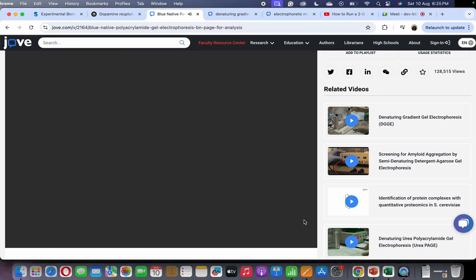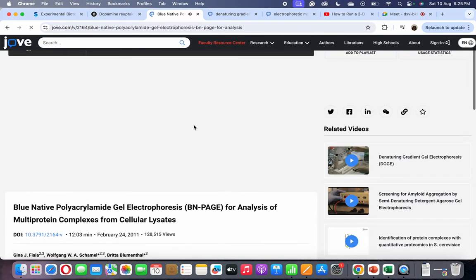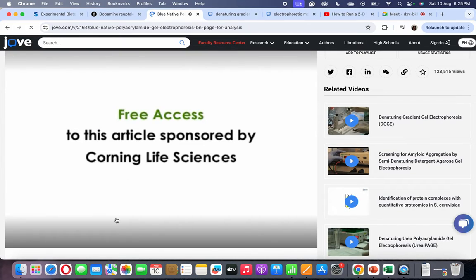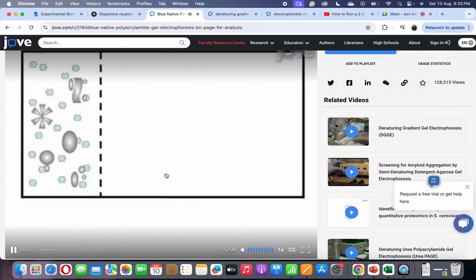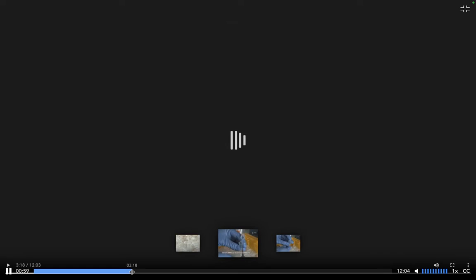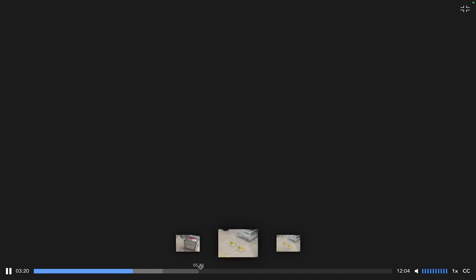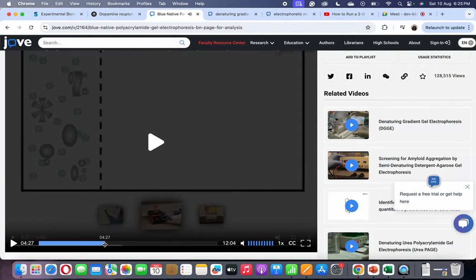Wait. Gradient gel pouring. Wait, what happened to this? I mentioned denaturing SDS tube. Close the cap and cut off any excess dialysis membrane. Sorry about this. I don't know what has happened to this video.